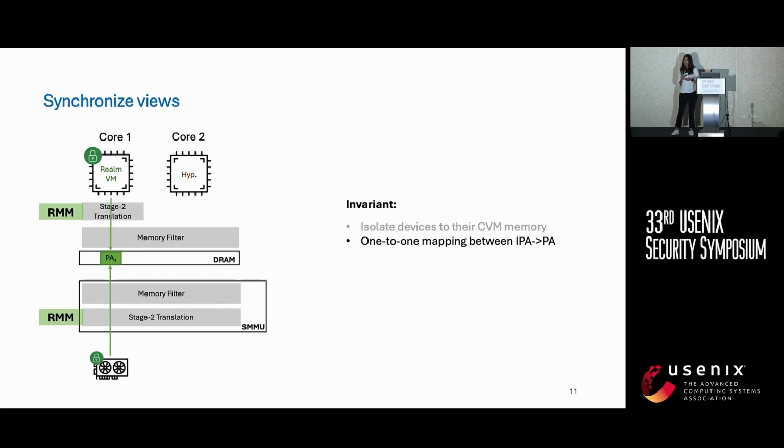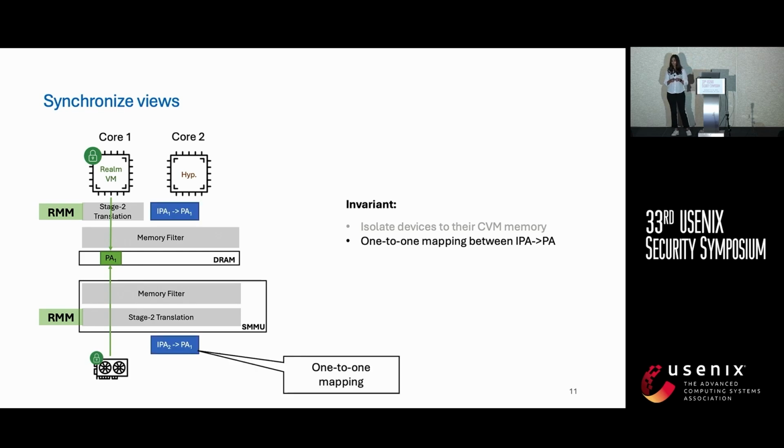Now with that, the hypervisor can still mount mapping attacks. So by default, CCA enforces an invariant that ensures one-to-one mapping between the intermediate physical addresses and host physical addresses for the realm VMs. And we maintain this for the devices as well. So in this example, you can see that both the realm VM and the device can access physical address 1 through different intermediate physical addresses, but that's fine. This still ensures this invariant, right?